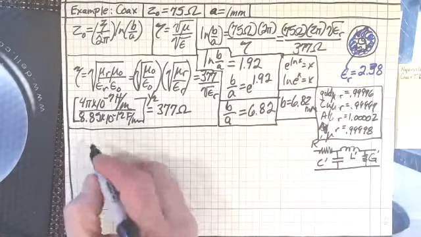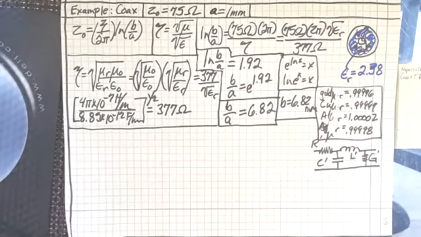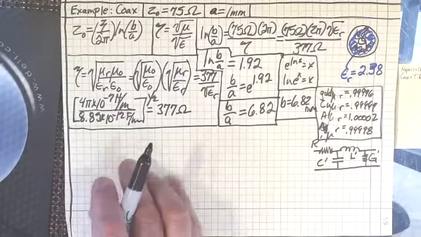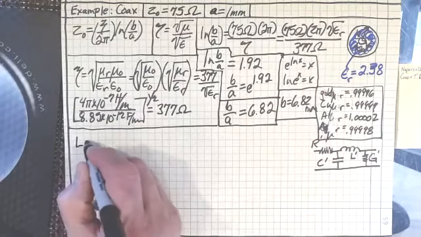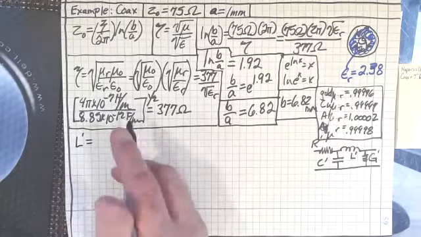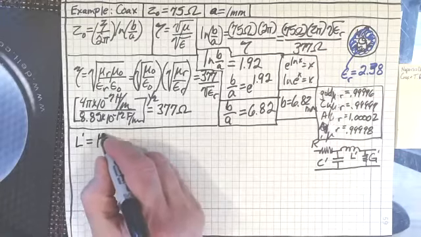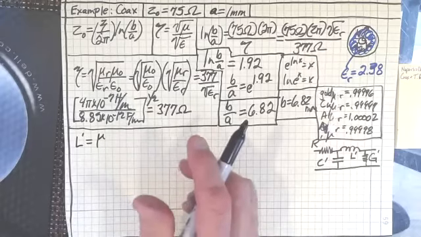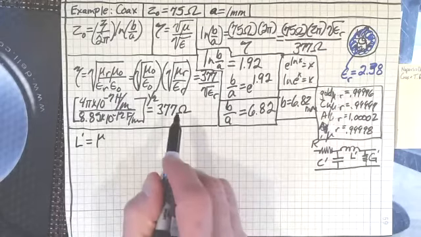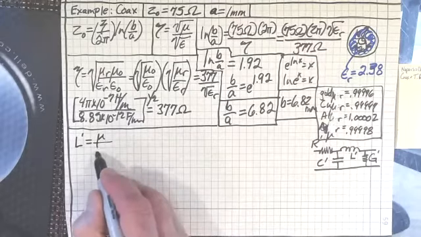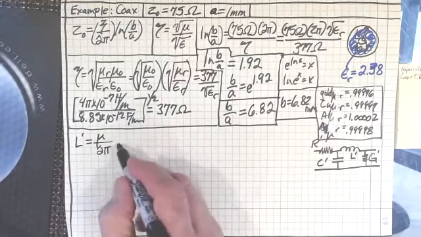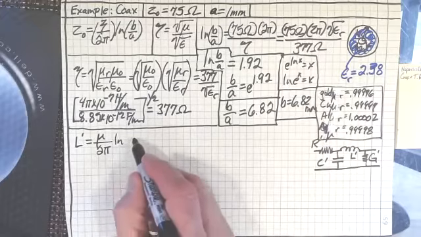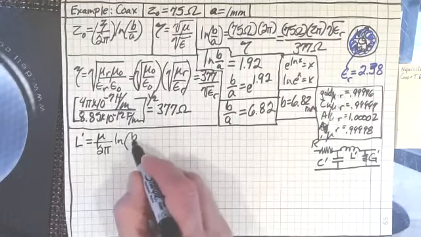So let's go on to the other characteristics. And we're going to start with inductance. Inductance per unit length is the permeability of the dielectric divided by 2 times pi times the natural log of B over A.